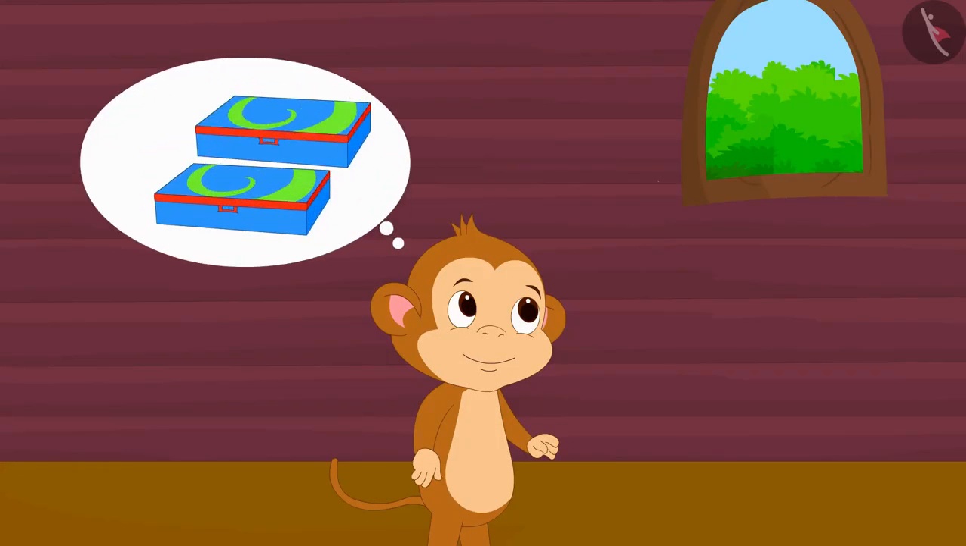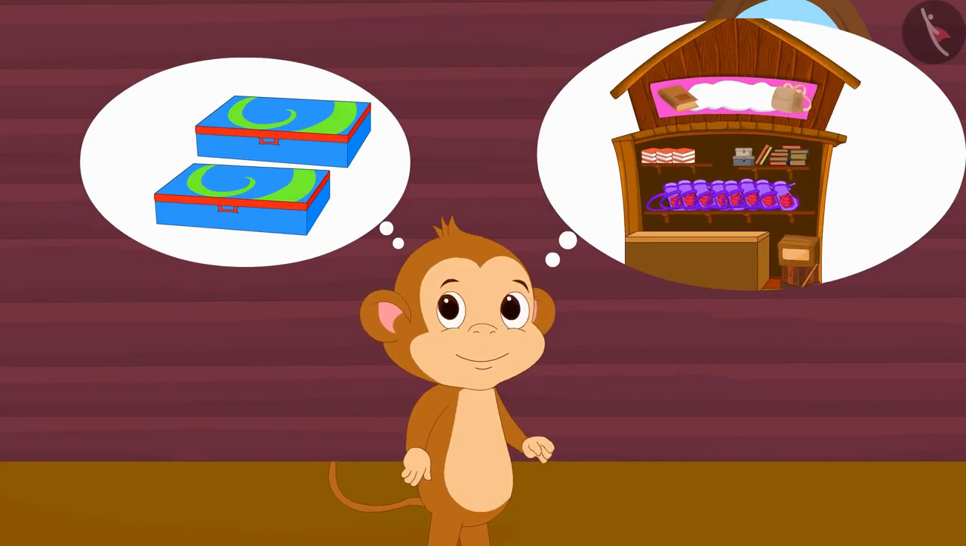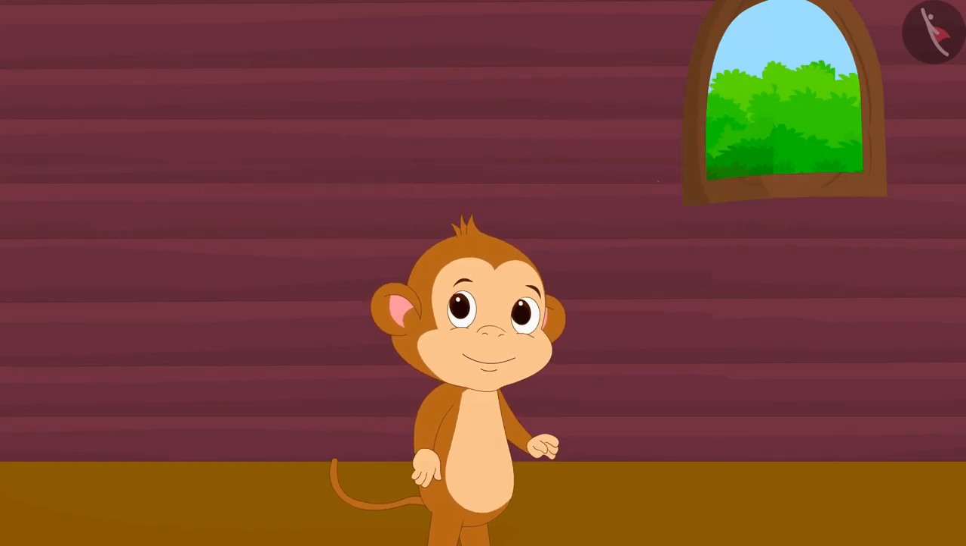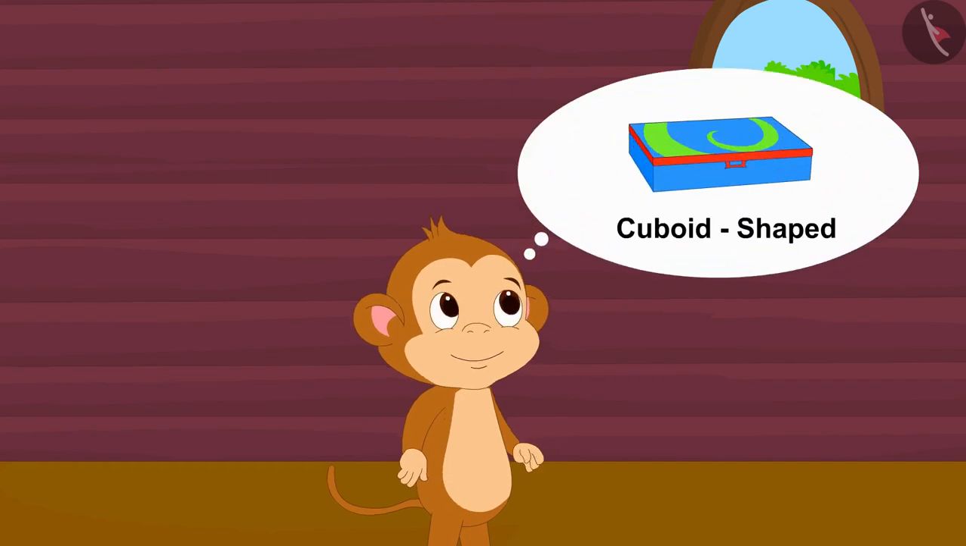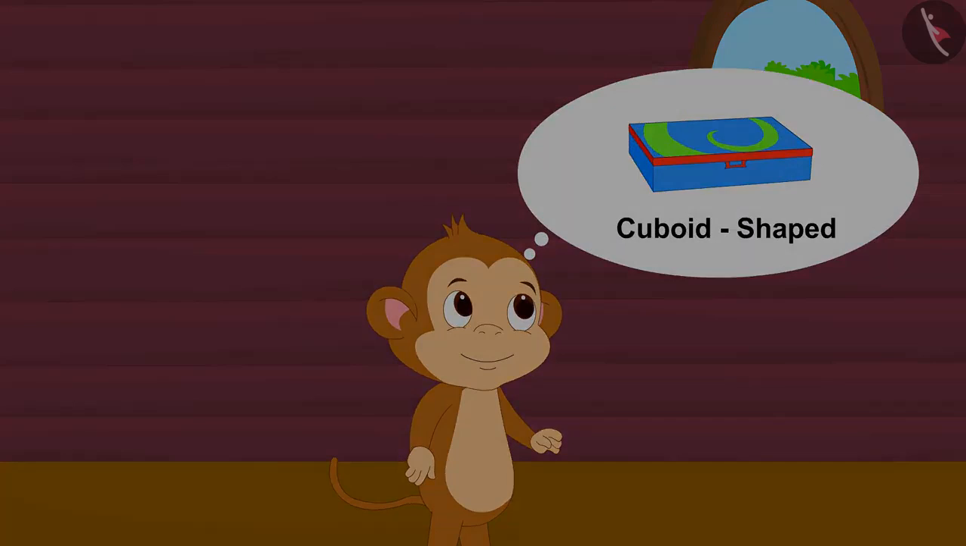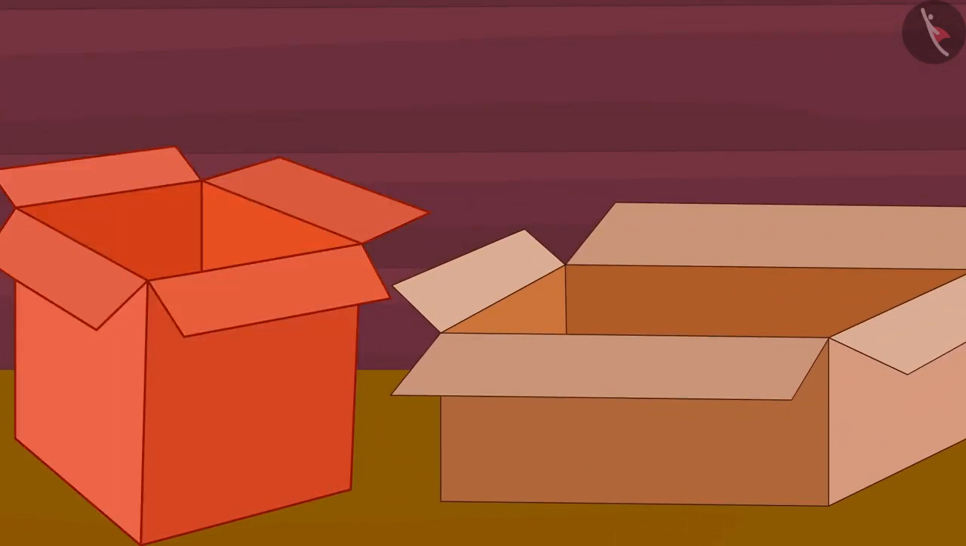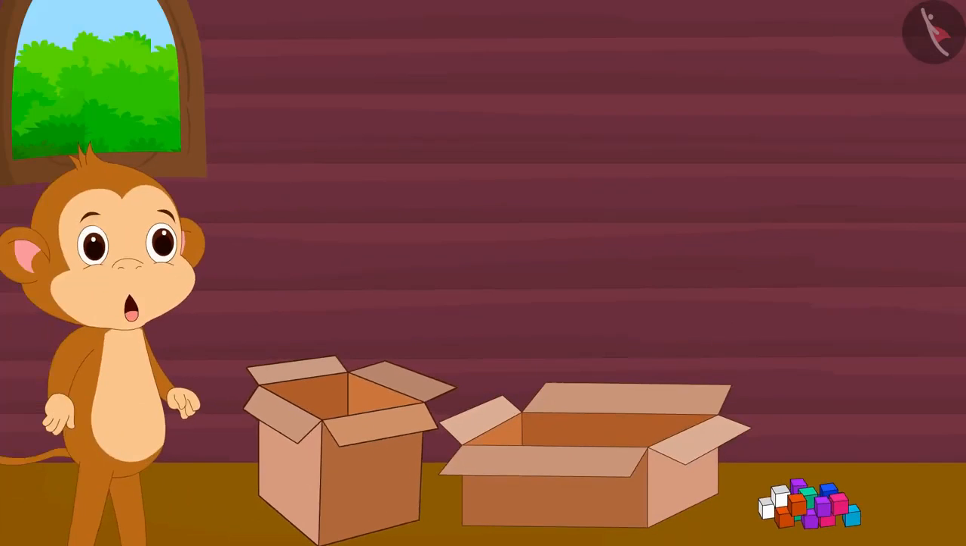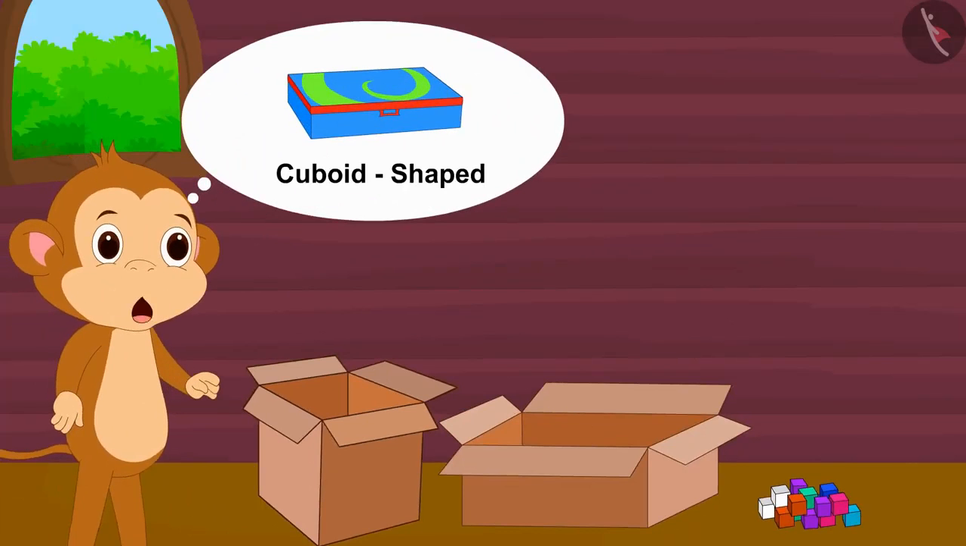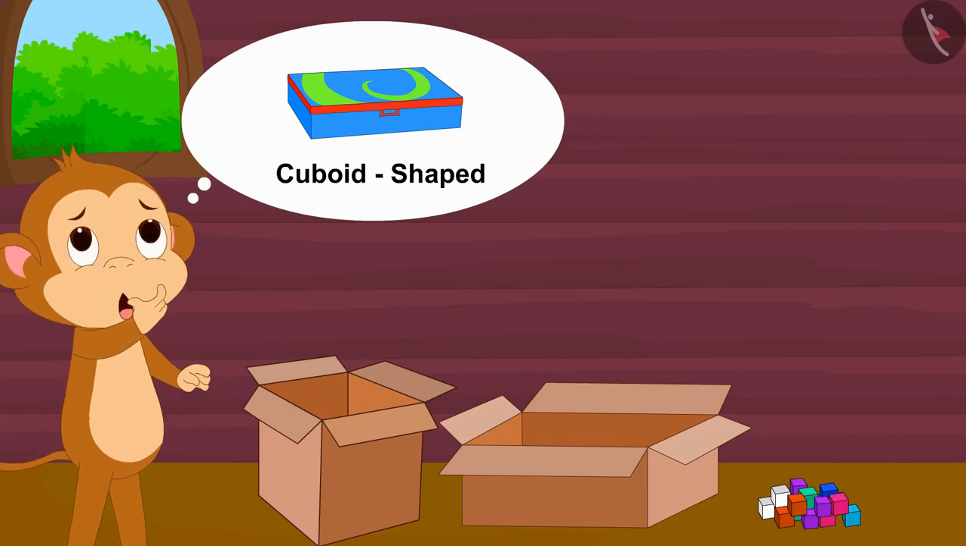Babban wants to buy compass boxes to sell in his shop. The compass boxes are cuboid shaped. I have just brought this one cube and one cuboid shaped box with me. How many compass boxes will I be able to carry in these two boxes?